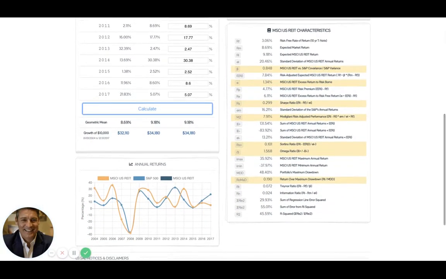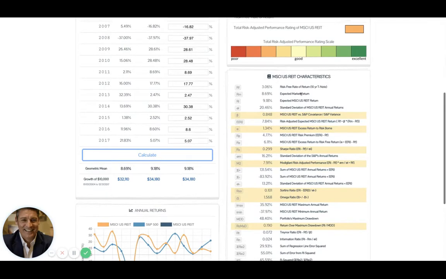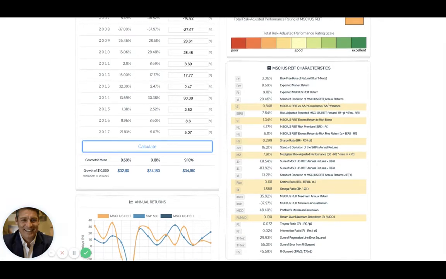Below that summary section, we have each constituent characteristic that really paints a complete picture of the asset or portfolio being analyzed. The top row here, we've got the risk-free rate. We saw that here as well, 3.06%. That's the 10-year. The expected market return, that's the average return of the S&P 500, 8.69, which we see there. The expected or average return of the asset or portfolio we're looking at, here it's the U.S. REIT index, like we saw earlier, 9.18. The standard deviation of the subject is 20.46%.